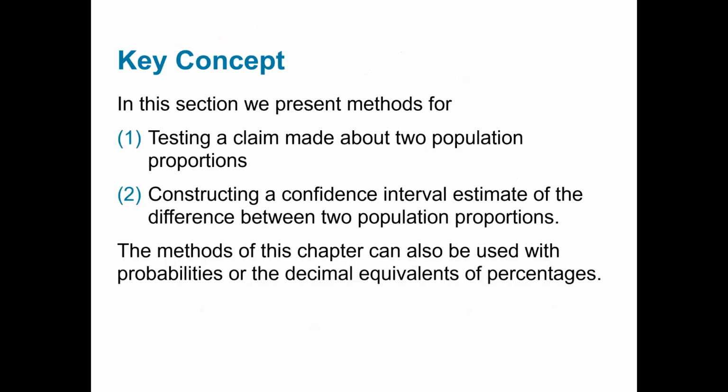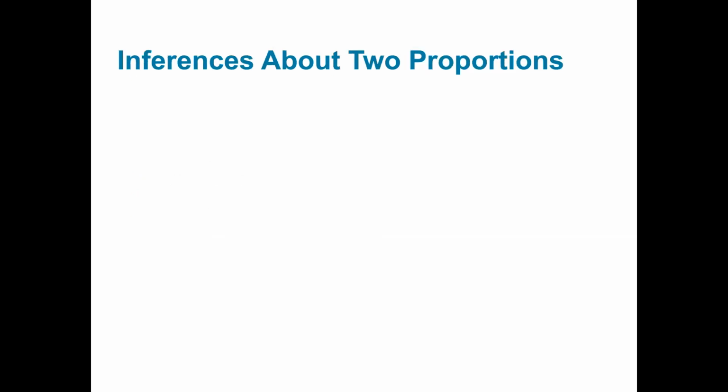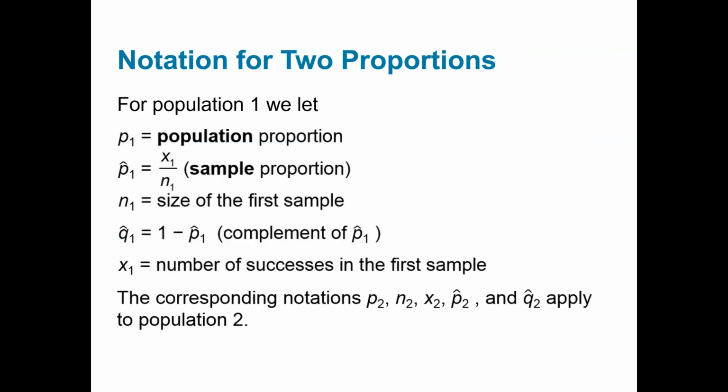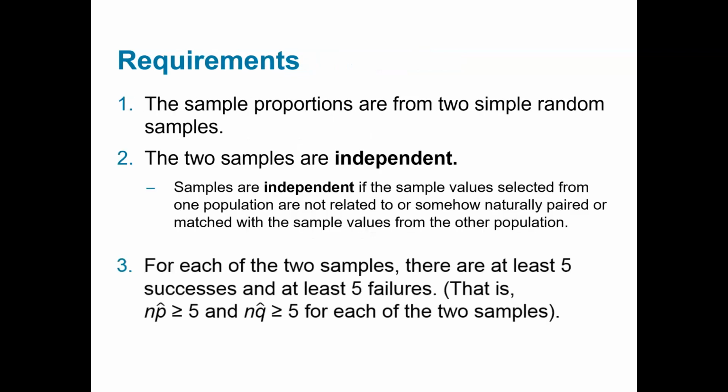So in this section, we're going to be testing a claim and constructing a confidence interval about the difference between two population proportions. So inferences about two population proportions. We're going to be hypothesis testing using the p-value and critical value method, and then confidence intervals as well. So we will be having a little bit of different notations here. Because we're dealing with two populations, we'll be talking about sub 1 and sub 2. And you may see information about the pooled sample proportion as well, p bar.